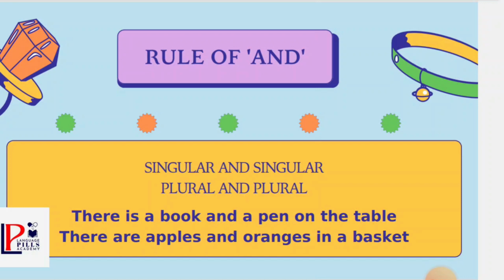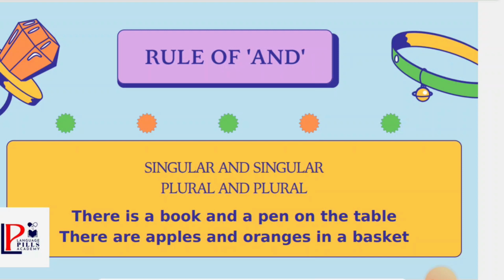For example, if you use and there is singular on the one side of and, so there should also be singular on the other side of and. If there is plural on one side of and, plural should also be there on the other side of and. Let's see the examples.